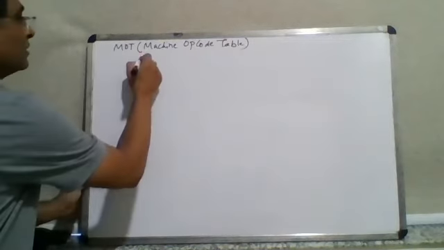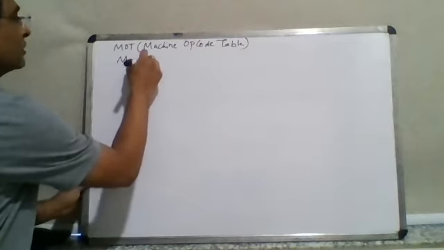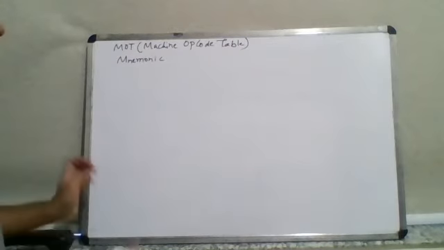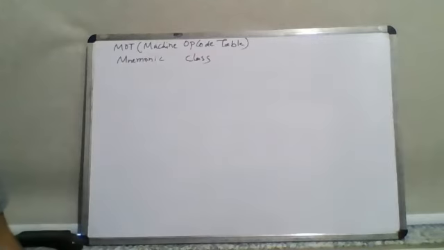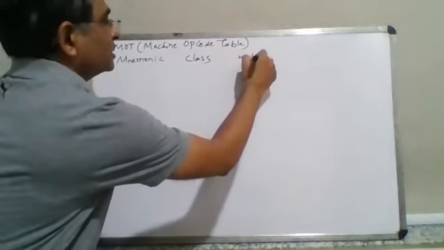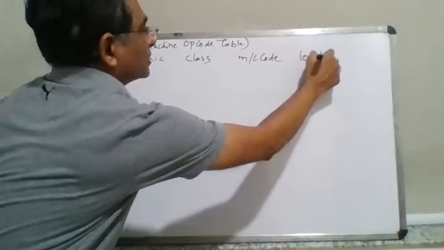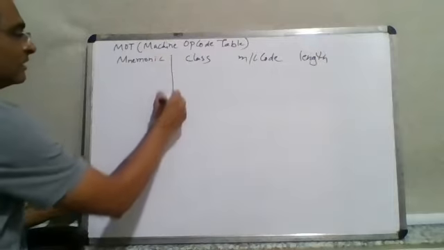Now, what is there inside this machine opcode table? There are a couple of things. One is the mnemonic. What is the meaning of mnemonic? It is nothing but the name, right? Then which class it belongs to, and I will tell you what that is, and then the machine code, and then the length. This information is going to be present inside the MOT table, right?